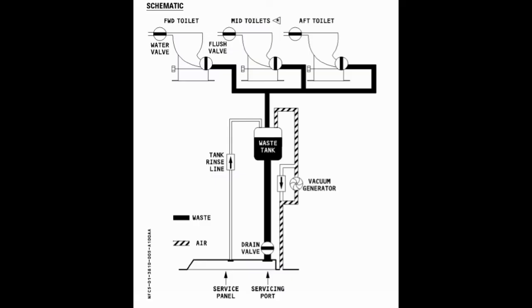This is a schematic of a basic vacuum toilet system which you will find on most modern aeroplanes. It works on the principle of using negative pressure, which is either generated by a vacuum generator on the ground and up to about 16,000 feet, or the outside pressure above 16,000 feet.